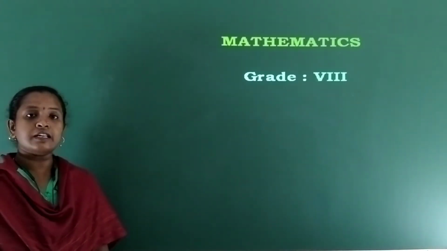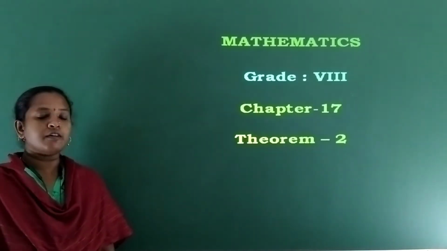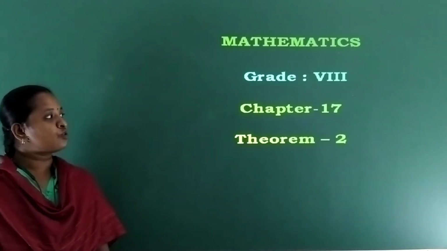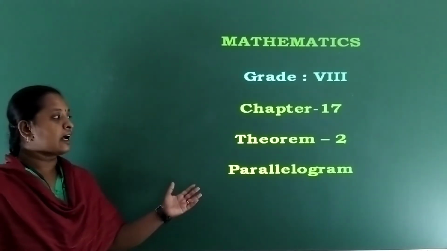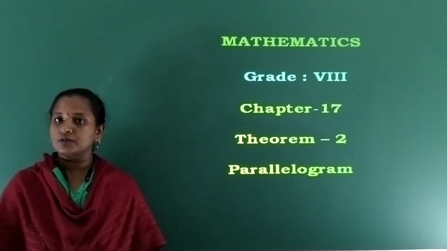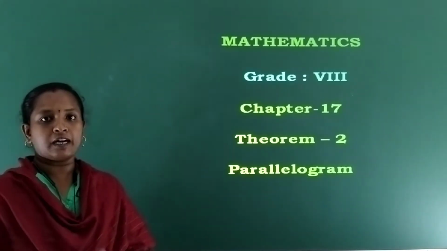I never do any exercise, children. Exercise is reduced for this year. They have given only theorems to do. So what is the theorem? It is theorem number 2, parallelogram. So in this lesson, particularly, theorem number 2, parallelogram, is there.